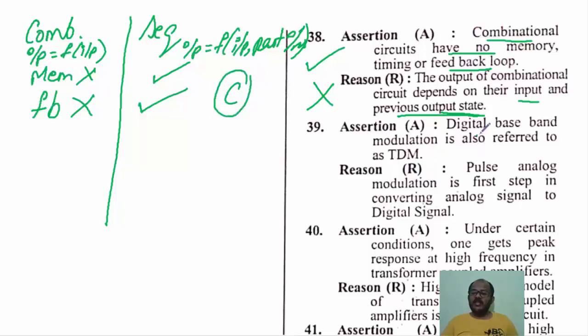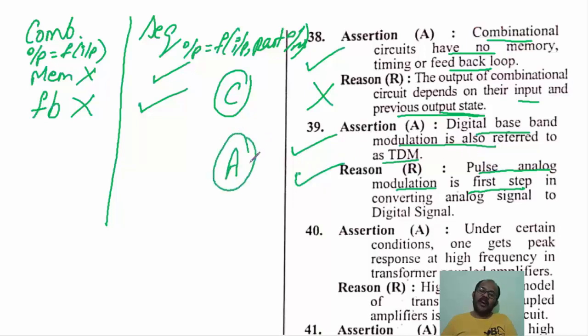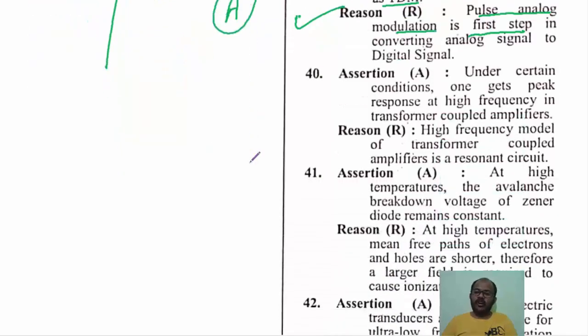39th question, digital baseband modulation is also referred as time division multiplexing. This statement is true. What is the reason they are telling? Pulse analog modulation or pulse amplitude modulation is the first step. Nothing but we are going to make use of quantization. Before that, we are going to pass the signal through a low pass filter in order to overcome the aliasing effect, and we are going to prefer Nyquist sampling. And the first step is pulse amplitude modulation. This reason is also correct. So reason is giving proper explanation for assertion. So I need to opt for A.